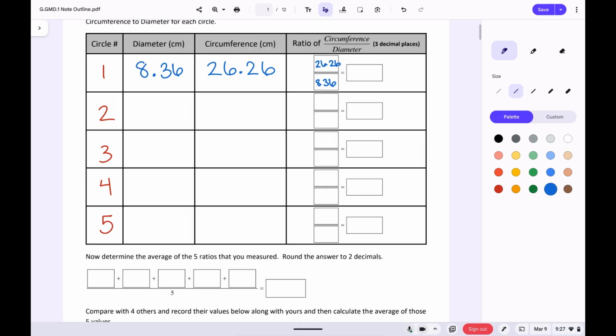And then underneath that, you're comparing with people next to you. So once everyone's had their chart filled out and you've done all the math, compare your average to their average. You should see something happening. Okay, so I'm going to give you guys like 5 to 10-ish minutes to get your chart filled out.